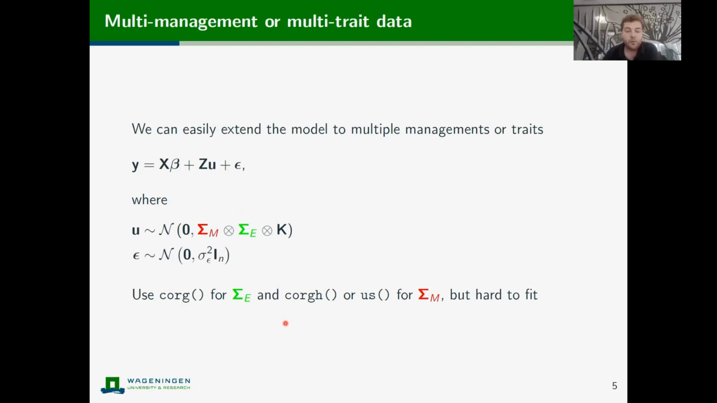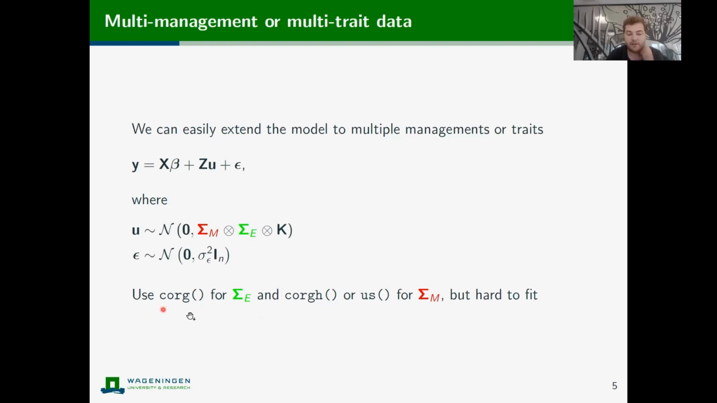If we then want to look at multiple environments, but also multiple managements, let's say 10 environments with 2 different nitrogen application rates, we can do that quite simply by just adding another Kronecker product and another covariance matrix for the management. So let's say that we have 2 managements. This would be some 2 by 2 covariance matrix, and then we have something for the environments, and then finally the kinship for the genotypes.